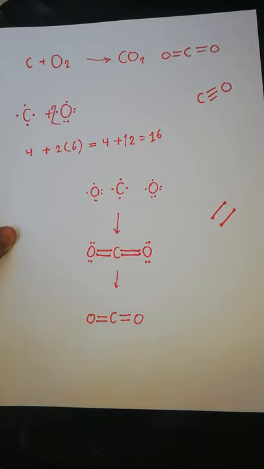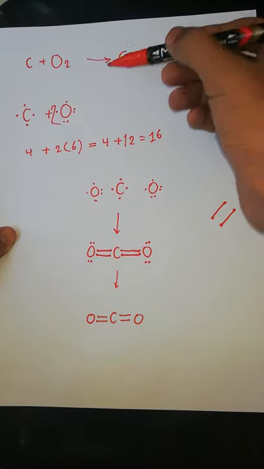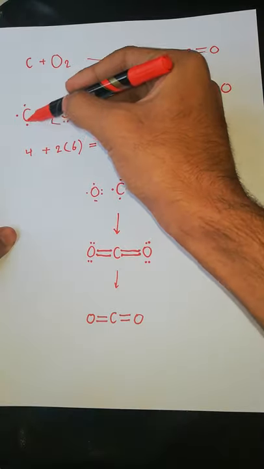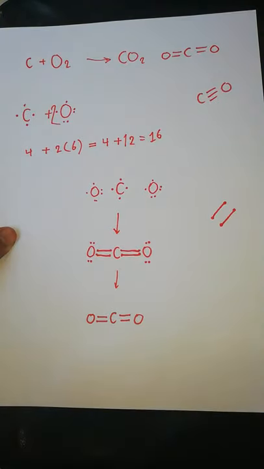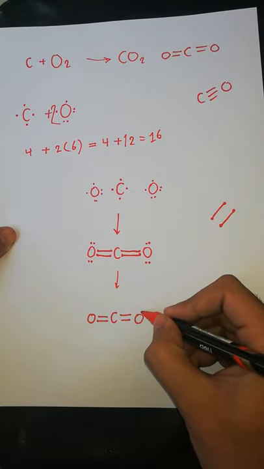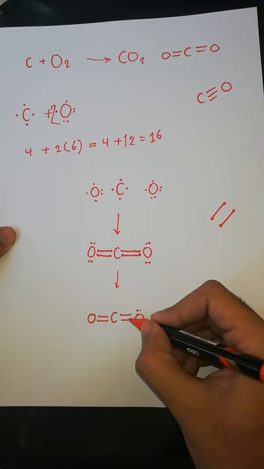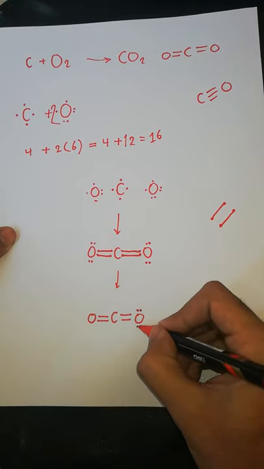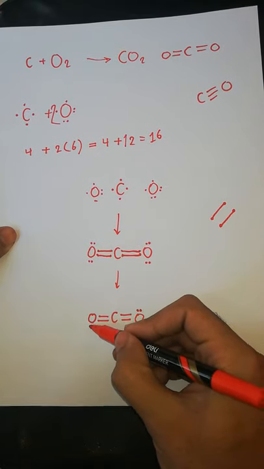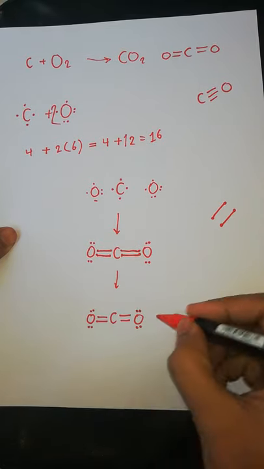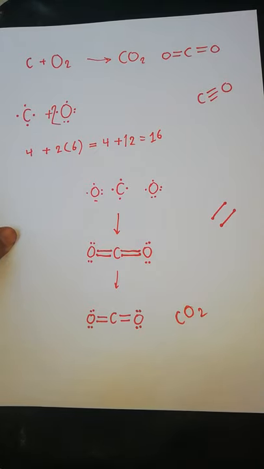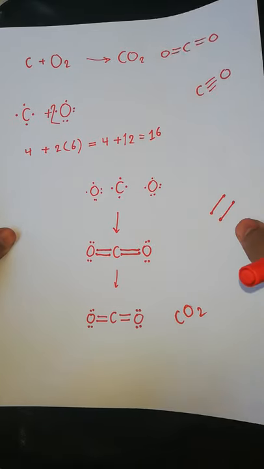The full formula remains with two electrons, because oxygen has six electrons in the valence shell and carbon has four electrons in the valence shell. Here is two. What will remain from six? One, two. Remain four. Here is one, two, three, four, five, six. This is the carbon dioxide. Do you understand? Yes, excellent.